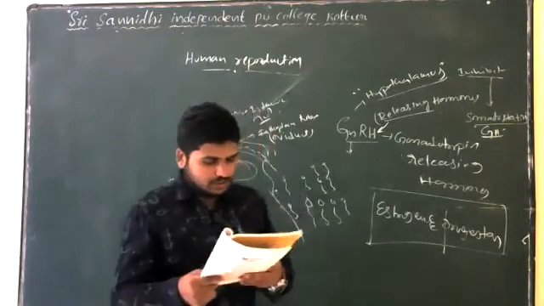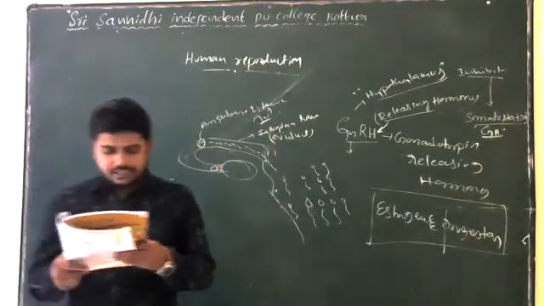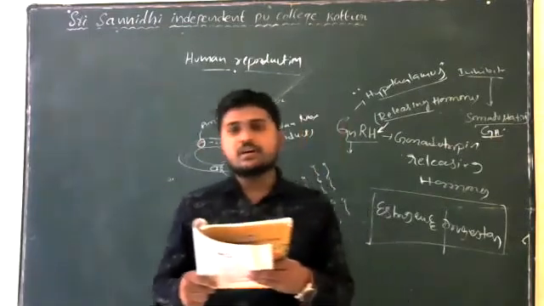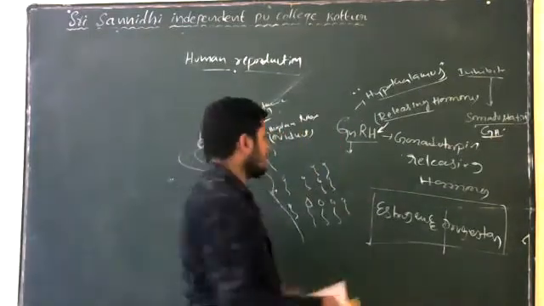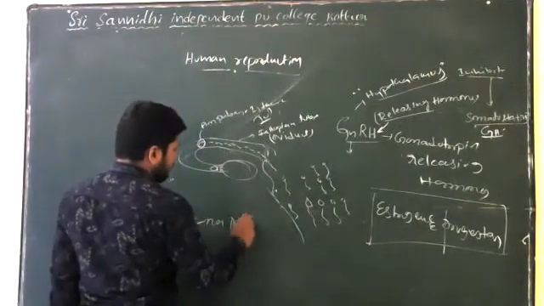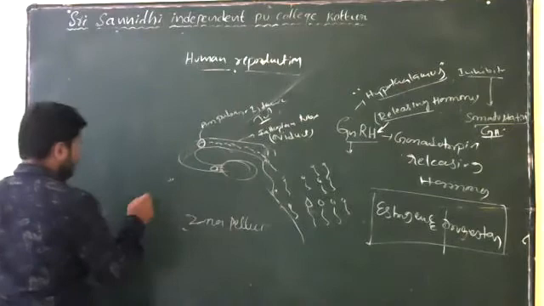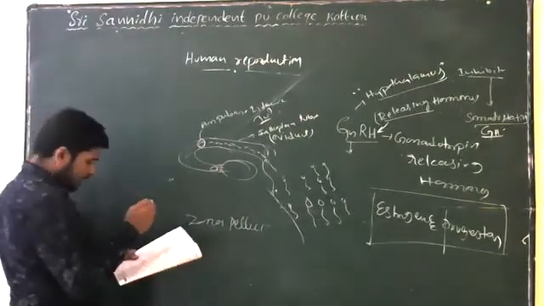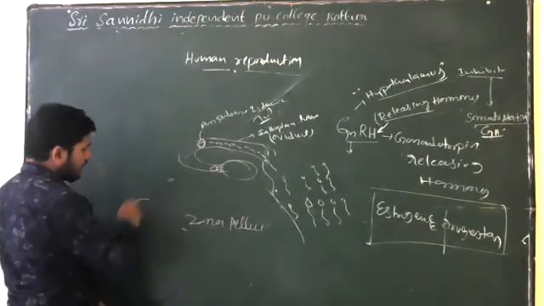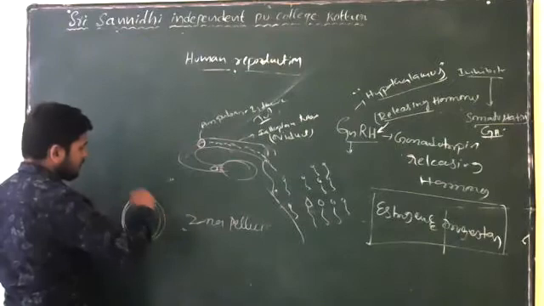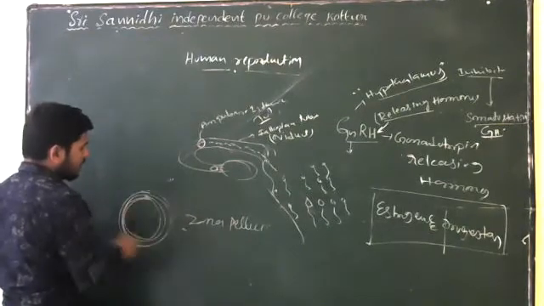Next question: which of the following layers in an antral follicle is acellular? The zona pellucida layer is acellular in nature. Zona pellucida. Here, in case of the antral follicle, this is the zona pellucida layer, and the corona radiata layer is present.